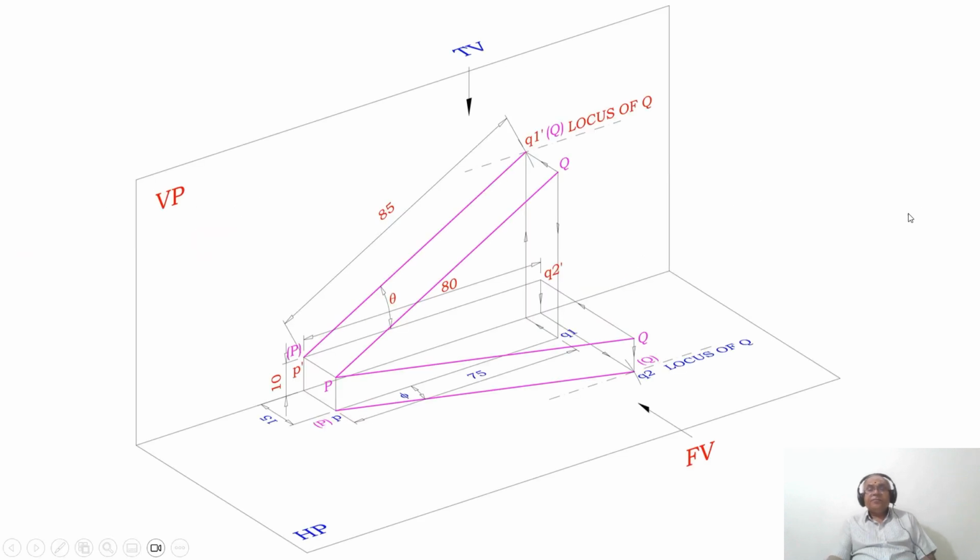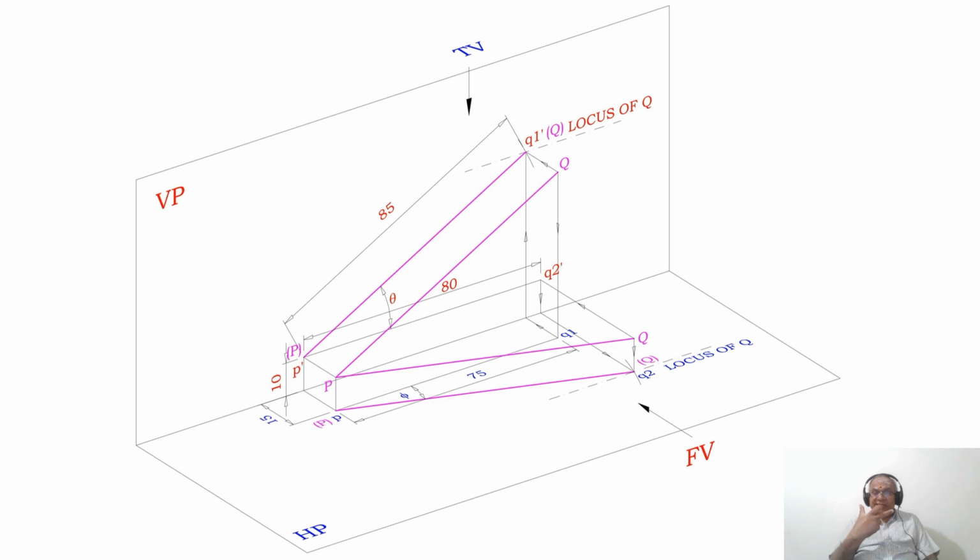What is the second case? So we have found out the true length in the vertical plane. Similarly, I have to find the true length in the horizontal plane. What is the true length in the horizontal plane? If the inclination with respect to HP is 0, then only you will be able to find the true length in the horizontal plane. So what is the length of the front view?